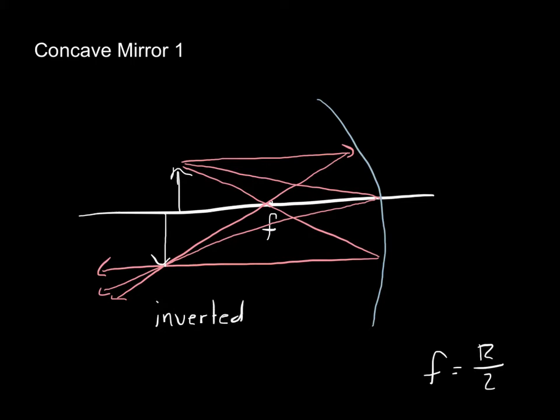And since the light rays are actually there, it is also a real image. Again, we could put a piece of paper there, and that image would show up on the piece of paper because the light rays are actually there.